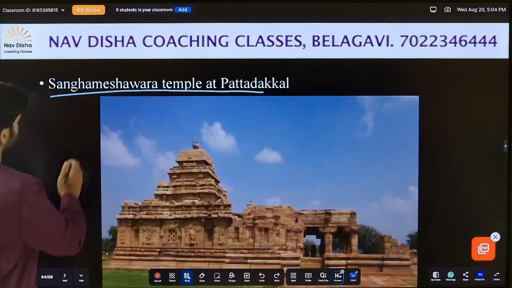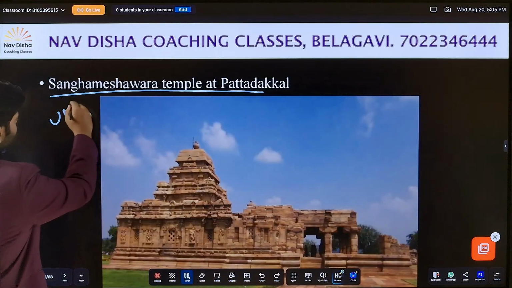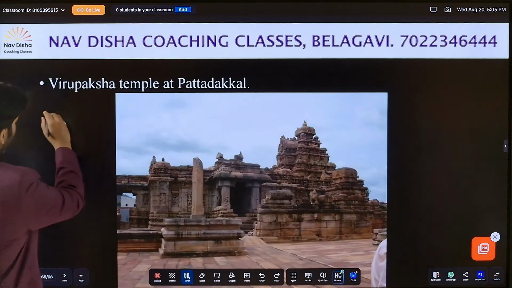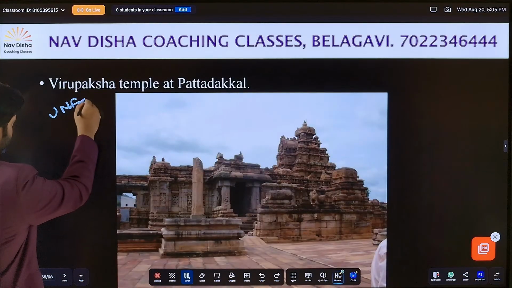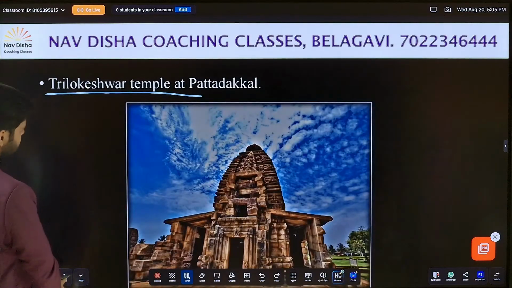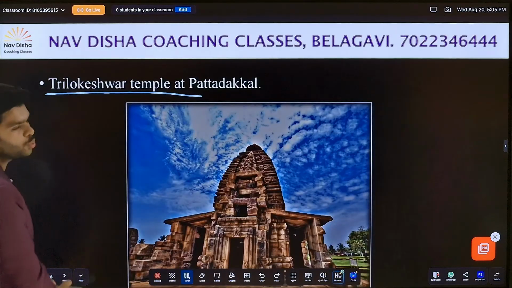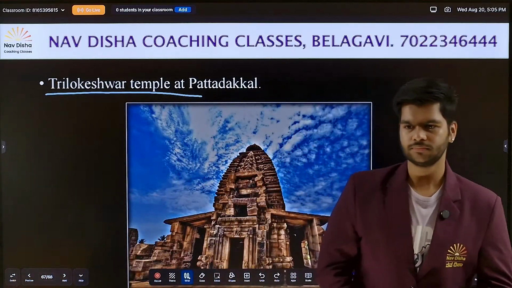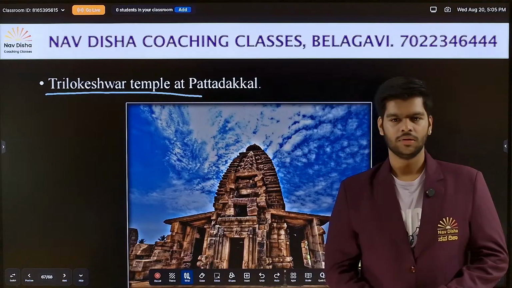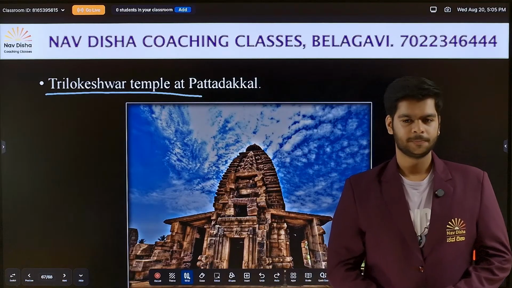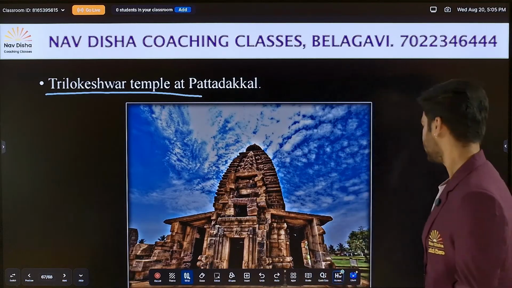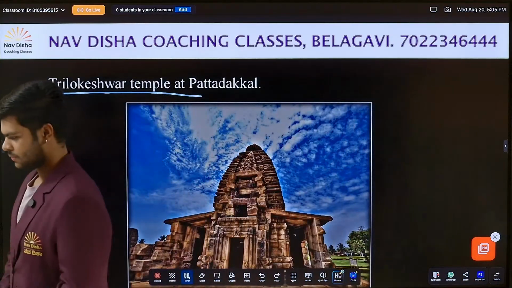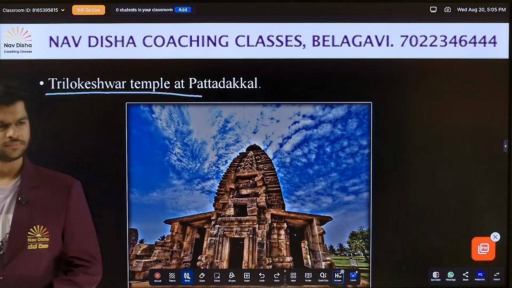Okay. So Sangameshwar is also a UNESCO site. This Virupaksh temple is also a UNESCO site. Lakshmeshwar and Trilokeshwar temples, the two are not UNESCO sites. They are under the Indian government. Any doubts? Any doubts still here? No doubts? Okay.